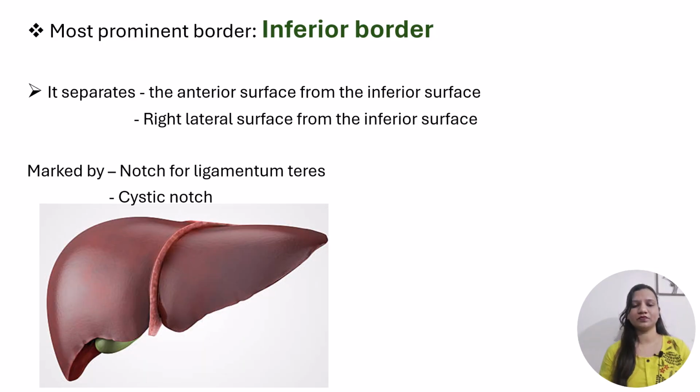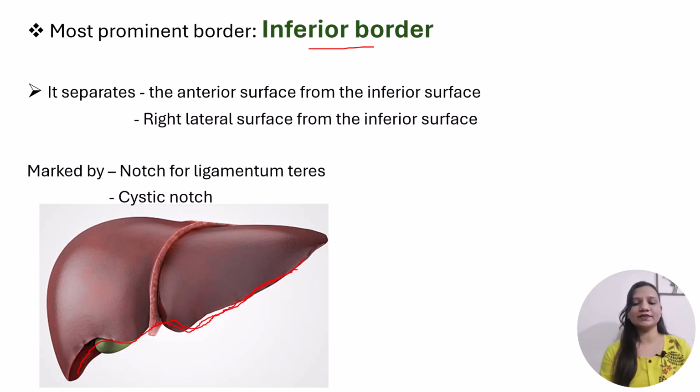Moving on, now we'll see the most prominent border of the liver. We have seen 5 surfaces of the liver, and these surfaces are separated by borders, of which the most prominent border of the liver is the inferior border. You can appreciate here in this picture that this border is the inferior border, and it is the most prominent border of the liver.